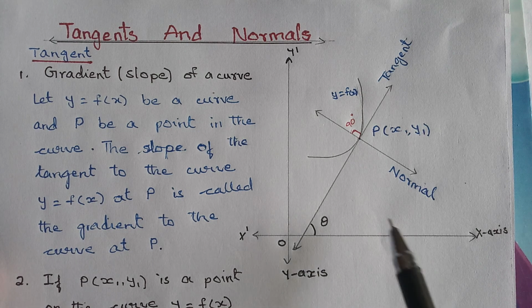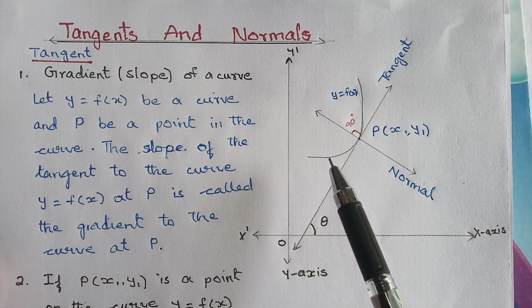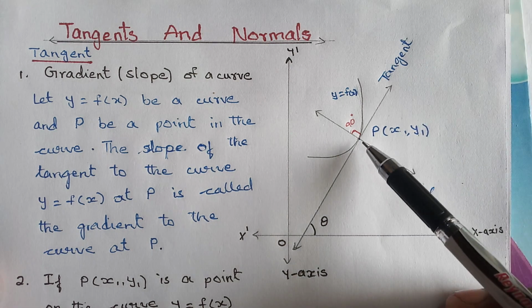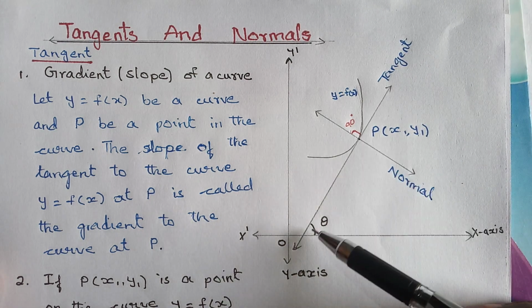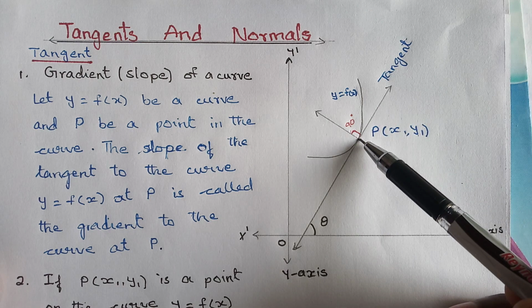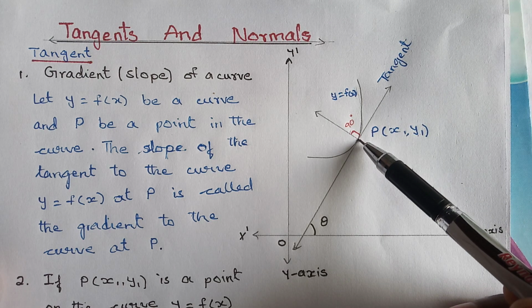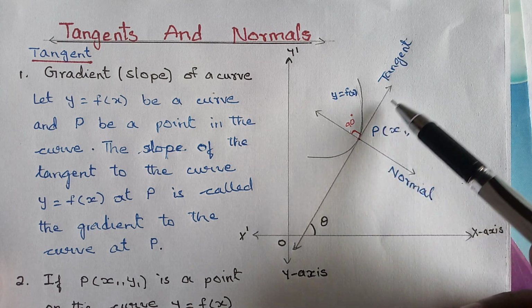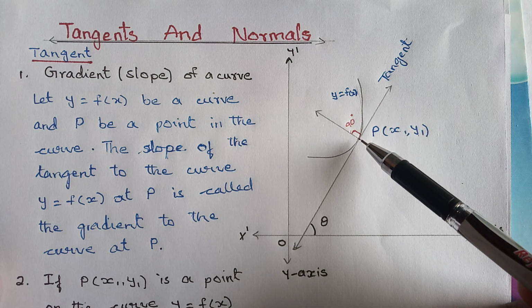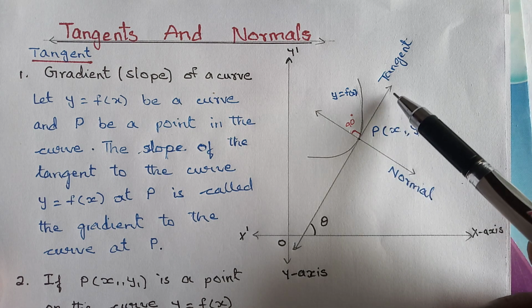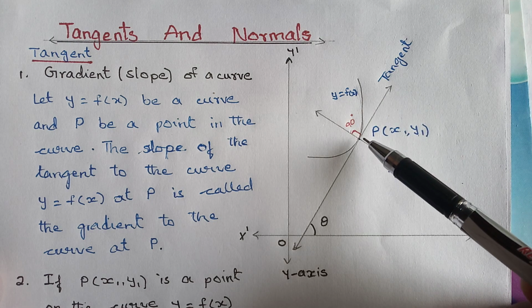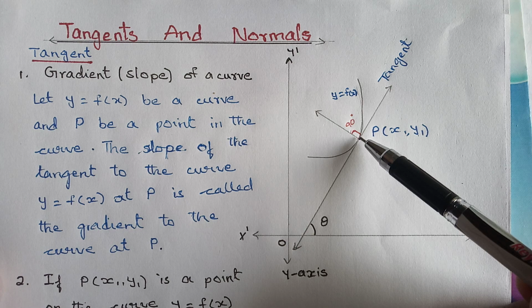See here, if you draw a curve, and a line touches this curve at the point P, then that point is called the point of contact and the line is called the tangent line. Tangent means that if a line touches a curve at only one point, then that line is called the tangent line, and the point P where it touches is called the point of contact.